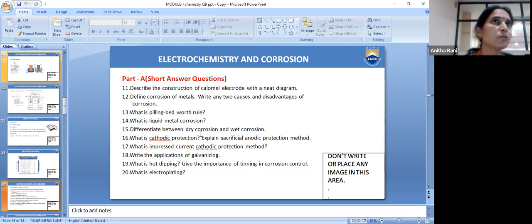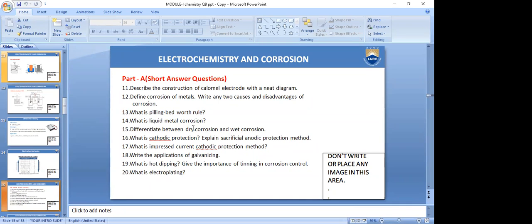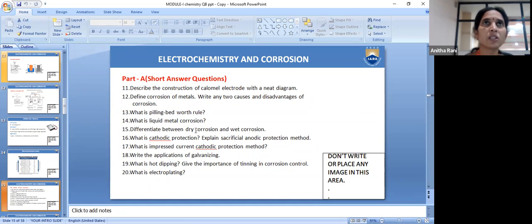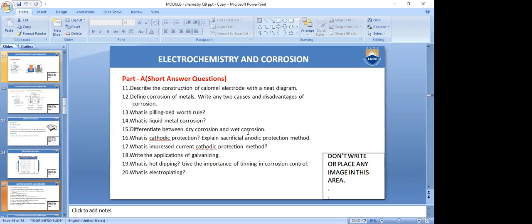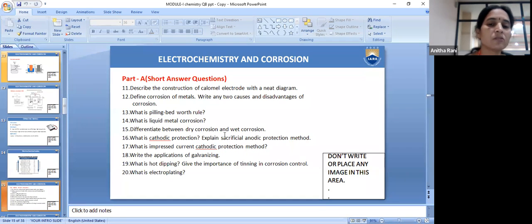What is dry and wet corrosion? Tell one or two differences. Dry corrosion means corrosion in metals takes place in the absence of moisture. Wet corrosion takes place in the presence of moisture. Any other difference?